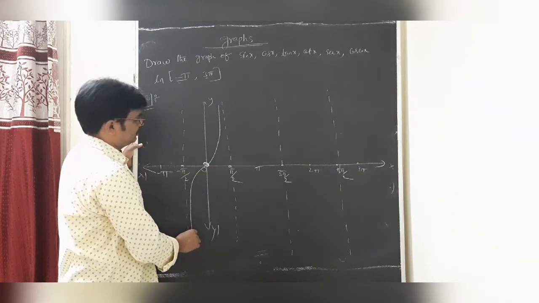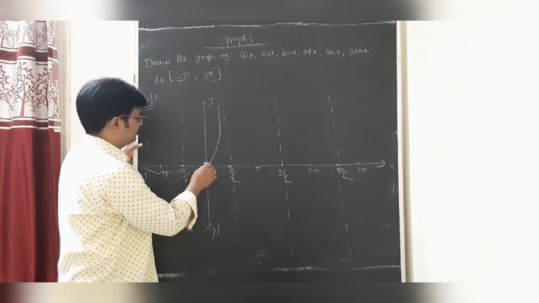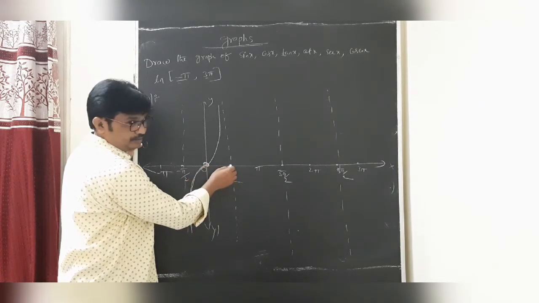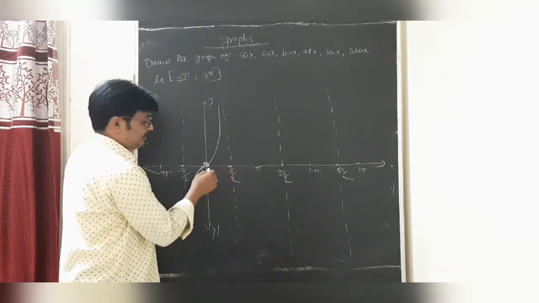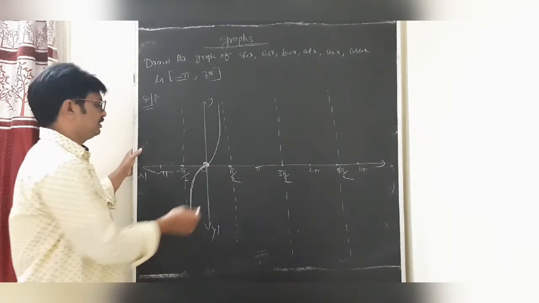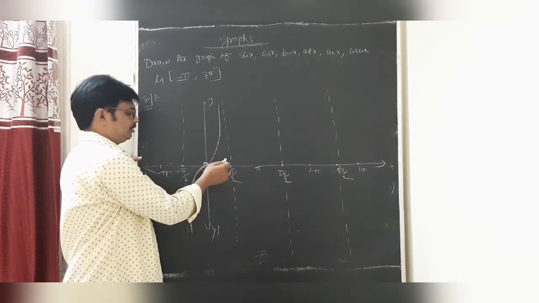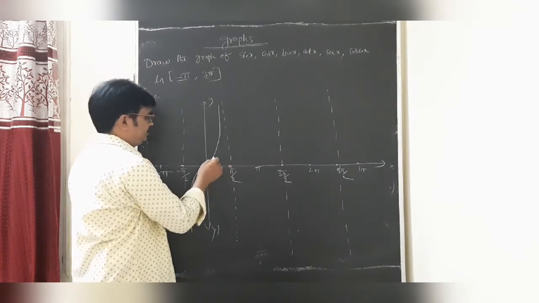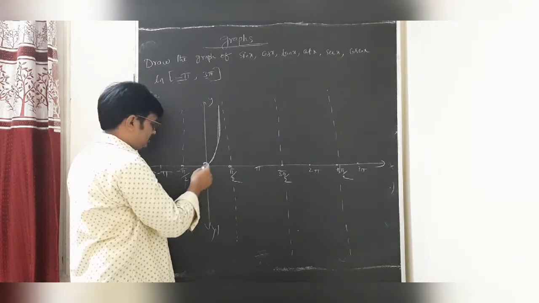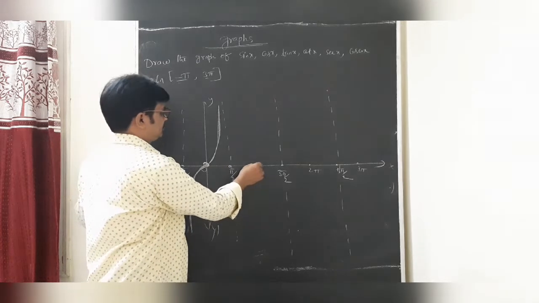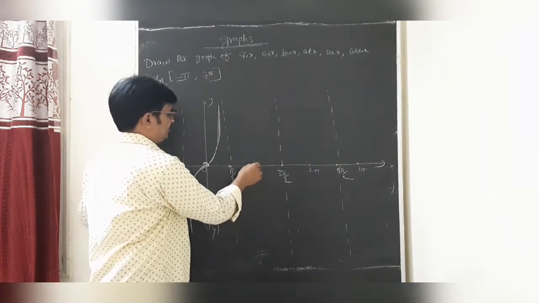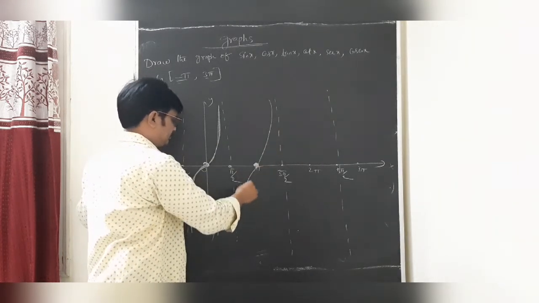This is the graph. So dear students, observe that tan is an increasing function between 0 and 90. Tan 0 is 0, tan 30 is 1 by root 3, tan 45 is 1, tan 60 is root 3, tan 90 is infinity. So this is the graph. And tan 180 is 0, tan pi is 0. So like this.